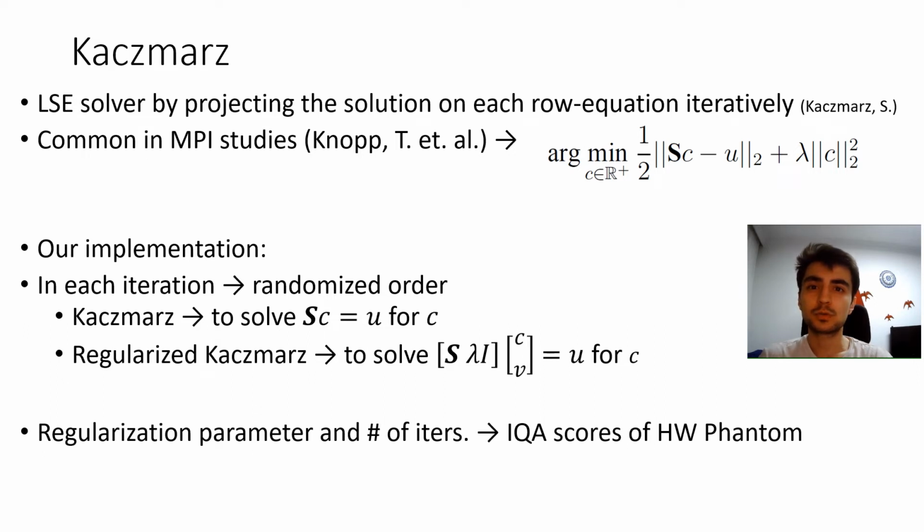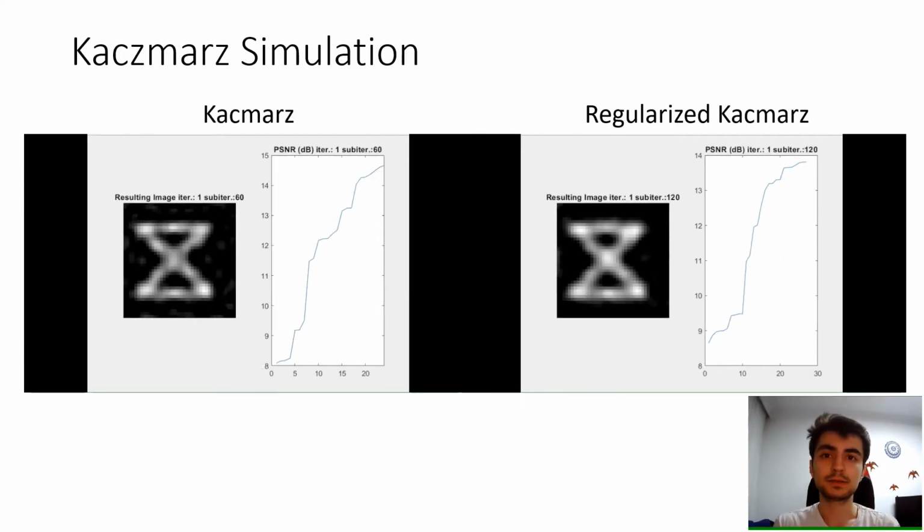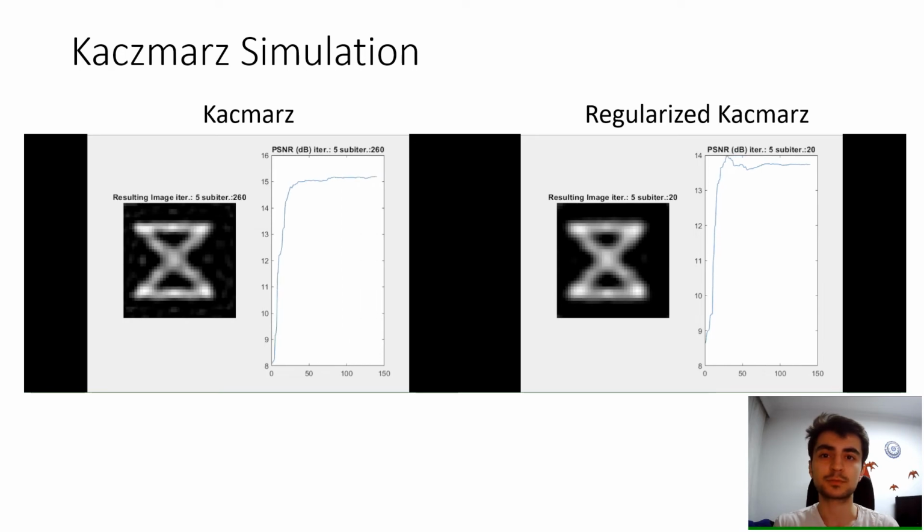We implemented 2 versions of Kaczmarz. First, we solved the standard system S times C equals U for C with Kaczmarz iterations. Secondly, we implemented regularized Kaczmarz by extending the system with a weighted identity matrix and introducing new unknowns for residual errors to handle inconsistency. We selected the regularization parameter and number of iterations by looking at PSNR and SSIM scores of the homework phantom reconstruction. You can see iterations of Kaczmarz and regularized Kaczmarz within a sample reconstruction.